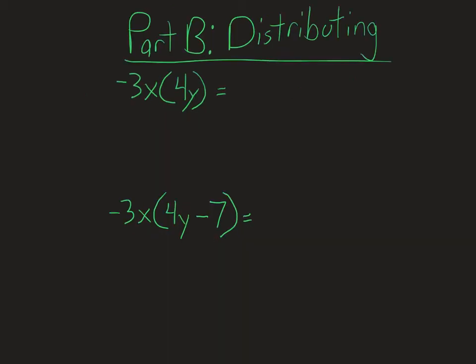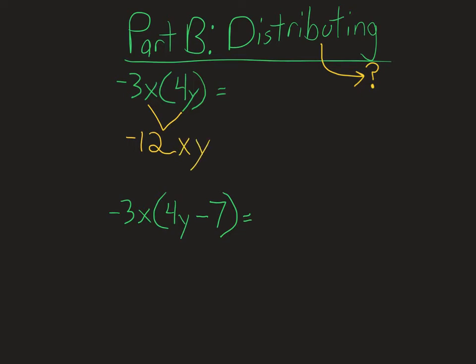All right, part B, distributing. First things first, what the heck does distributing mean? Let's figure out what that word means in just a minute. All right, let's do this first problem. This is exactly like what we did on the other page. -3 times 4, single negative goes to the answer, -12. Then we've got x, then we've got y.